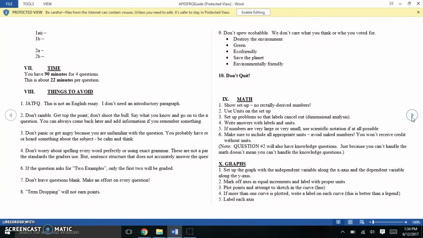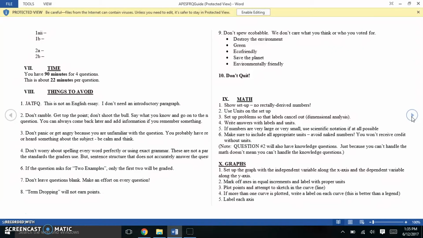If the question asks for 2 examples, only the first 2 examples will be graded. So don't throw out a third one thinking maybe the other one wasn't right. Don't leave questions blank. Make an effort to answer every question. Term dropping will not earn points. Don't just throw those terms in there. Get to the point. Answer the question.